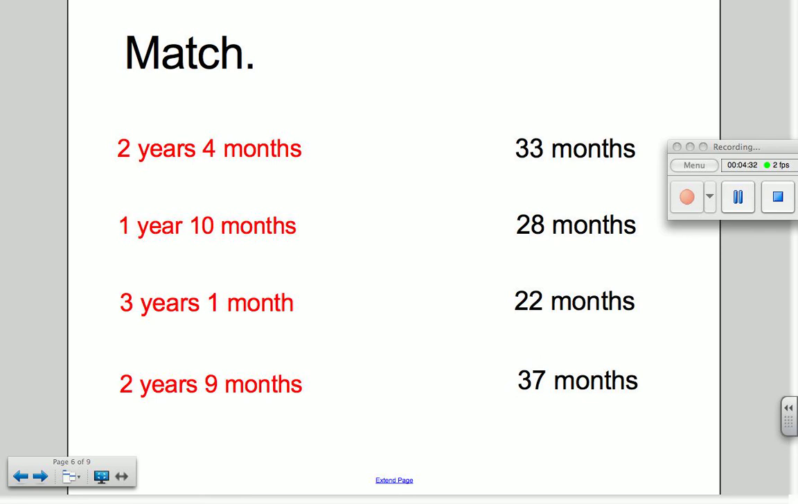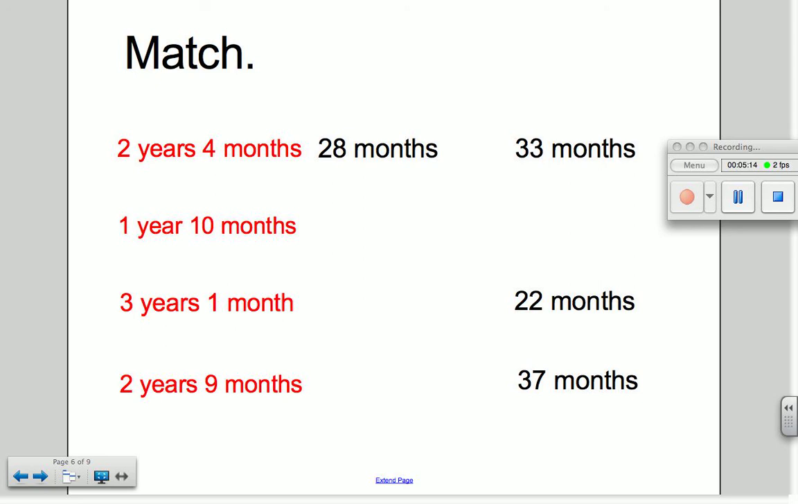Now we're going to talk for a moment about years and months. And in this exercise, we need to match the red years and months on the left side to simply months on the right side. Let's start with the first one, 2 years, 4 months. We know there are 12 months in 1 year. So if we have 2 years, how many months is that? Well, that would be 12 plus 12, or you could think of it as 12 times 2, and that's 24. So 24 months plus those extra 4 months would give us 28 months. So I'll match those two up.